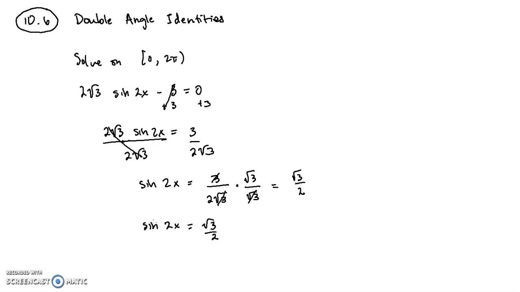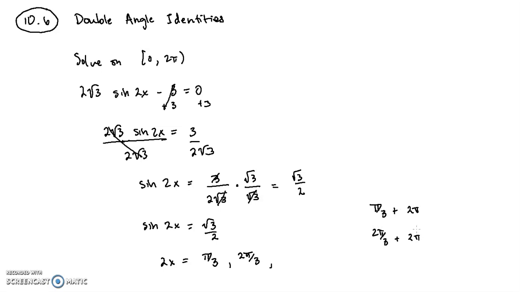Okay, so we're looking for all the places where sine is equal to square root of 3 over 2, and our angle is 2x. So sine is equal to square root of 3 over 2 at pi over 3. Sine is positive again in the second quadrant. That's 2 pi over 3. And we need to keep going because we need to at least go around the unit circle 2 times. So I need pi over 3 plus 2 pi, and I need 2 pi over 3 plus 2 pi.